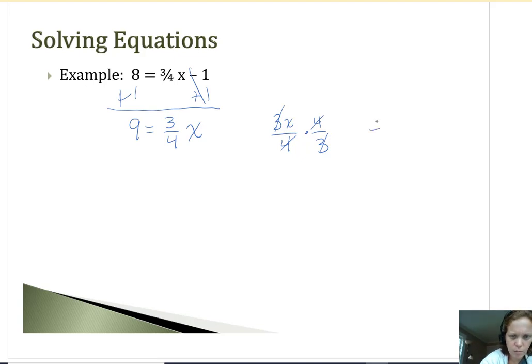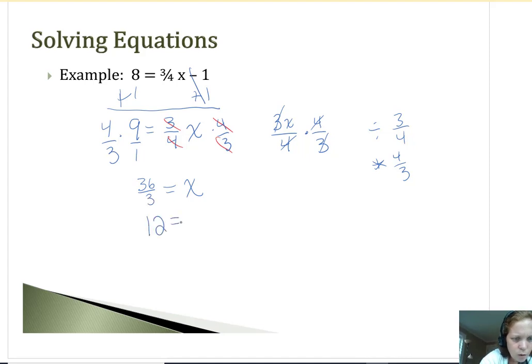Also remember, divided by 3/4 is the same as times 4/3. I'm going to put that over 1, times 4/3. These will cancel, these will cancel. So I've got 4 times 9 is 36 over 3, or we could have reduced. Either way though, I should get 12.